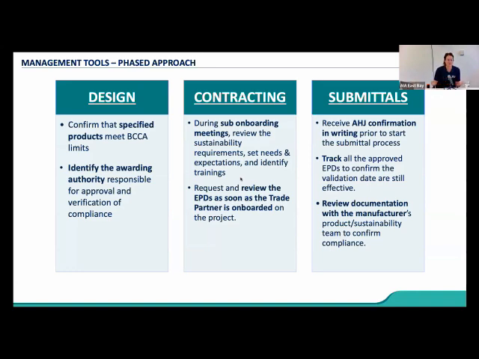Ideally, you're doing that a little bit before bid time as well. And for submittals, make sure that you're receiving authority having jurisdiction confirmation in writing before doing the submittal process. This helps make sure that you're not going through any trips later on in the process and you don't get held up on your submittal process. Track all of the EPDs, make sure you have a really good document management system. And then again, you have manufacturers that presumably have a sustainability expert on board who can help you navigate these different documents. So don't hesitate to reach out to those people as well.